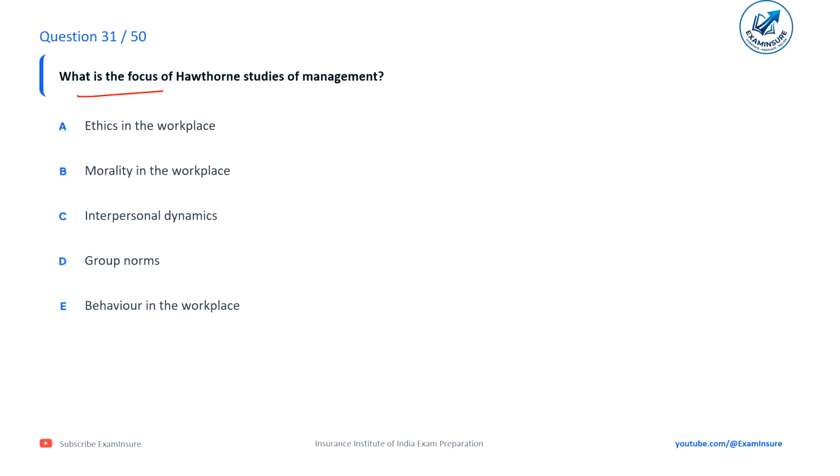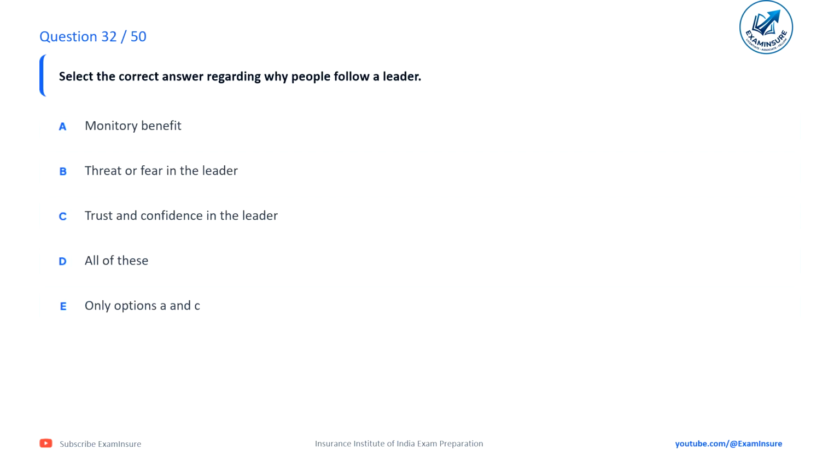What is the focus of Hawthorne studies of the management? So अभी हमने अर्लियर क्वेश्चन में देखा था कि हॉथरॉन स्टडीज किससे रिलेटेड है, कौन सा साइंटिस्ट, तो इस स्टडी से मायो नाम का साइंटिस्ट रिलेटेड है। अब ये स्टडी किस पर फोकस करती है? एथिक्स इन द वर्कप्लेस, मोरालिटी इन द वर्कप्लेस, इंटरपर्सनल डायनामिक्स, ग्रुप नॉर्म्स और बिहेवियर इन द वर्कप्लेस। So it relates to the behavior in the workplace.